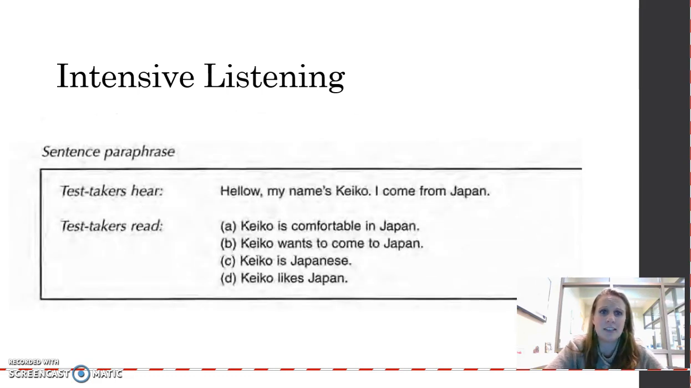Another example of intensive listening. The test takers hear, "Hello, my name's Kiko, I come from Japan." And the test takers read, "Kiko is comfortable, Kiko wants to come to Japan, Kiko is Japanese, Kiko likes Japan." So this is intensive listening, but they're having to understand what was meant to be communicated. So we're focusing on the idea of that sentence. The correct answer: "Hello, my name's Kiko, I come from Japan," so Kiko is Japanese, right? Maybe he's comfortable, but it's not about him coming to Japan. And maybe he likes Japan, but that's not what's being communicated.